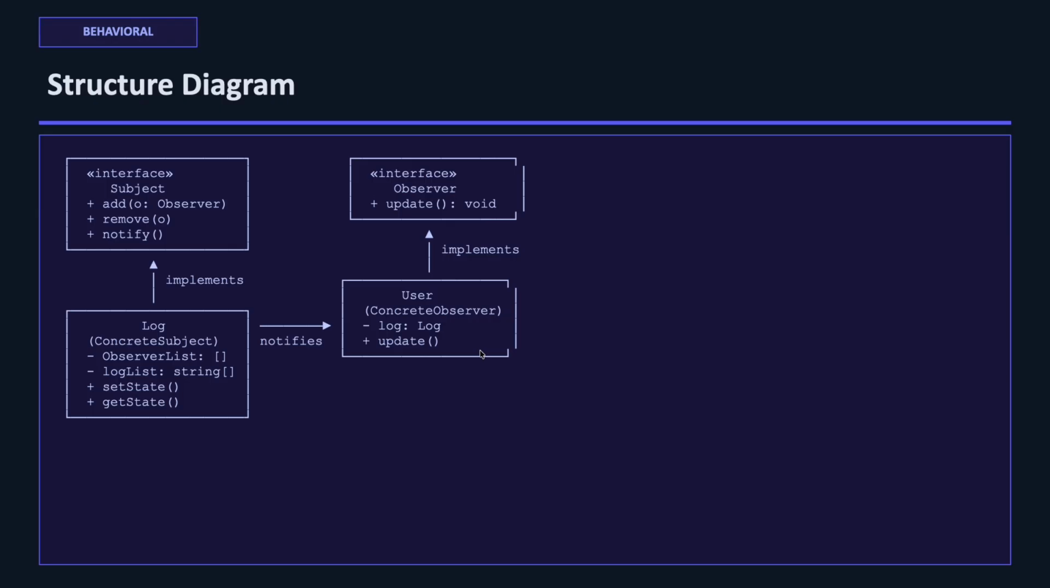Here in our demo application, we have Log, which implements Subject. It holds the state. There's a log list and a subscriber list, which is the observer list. When the state changes via the setState method, it calls notify, which iterates through the observer list and calls update on each. The user implements the observer. It holds a reference to the log it watches. When update is fired, the user reaches back to the log via getState to pull the latest entry and renders it.